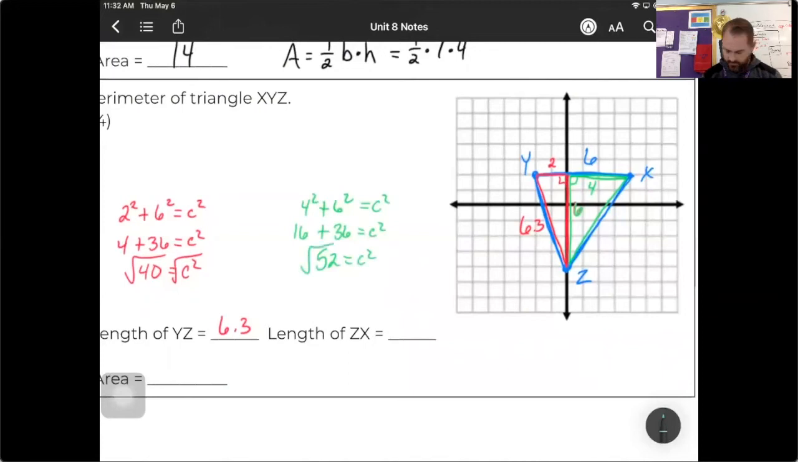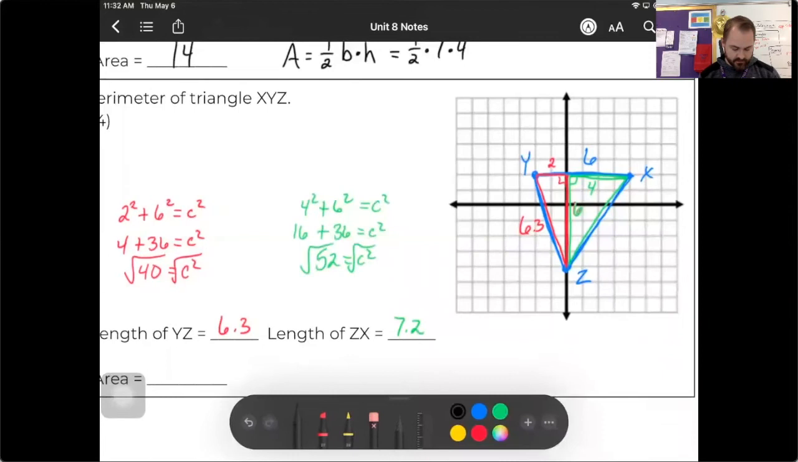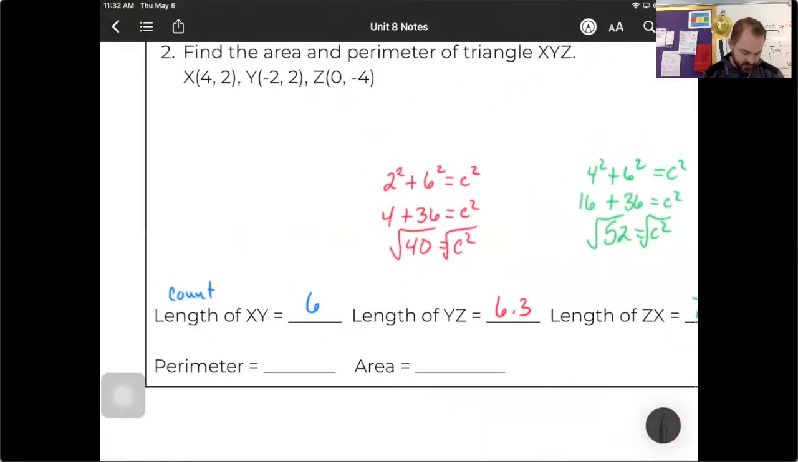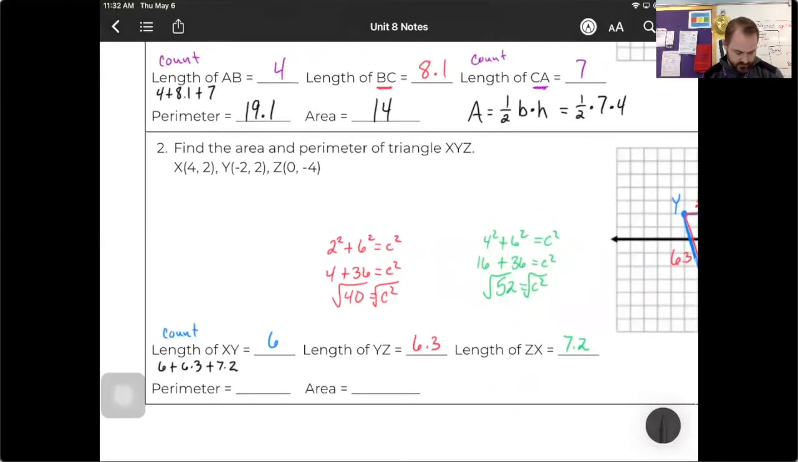Then we take the square root. And we get about 7.2 for that length. So to find my perimeter, okay, I'm going to add up those 3 sides. 6 plus 6.3 plus 7.2. When I add those together, I get about 19.5 for my perimeter.